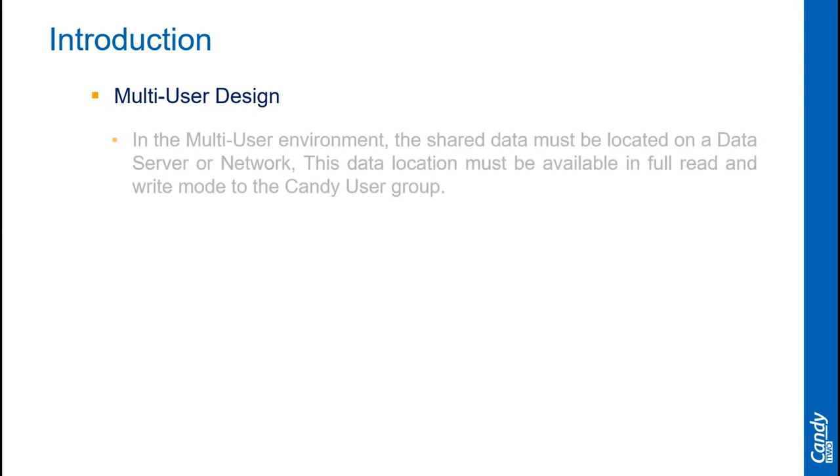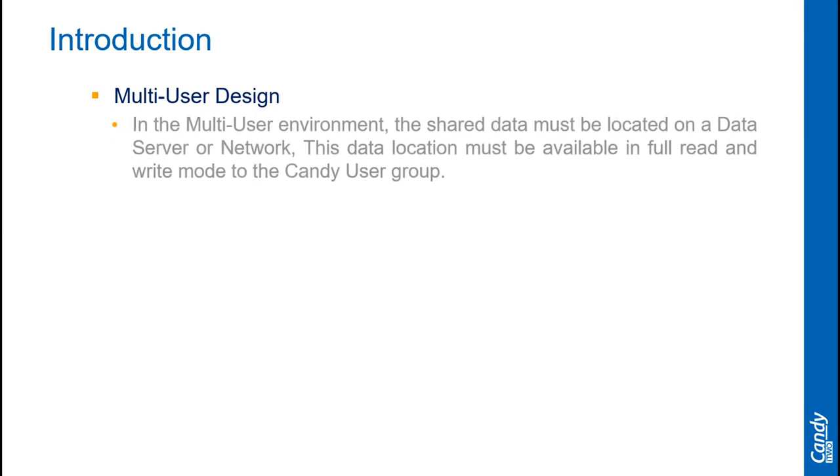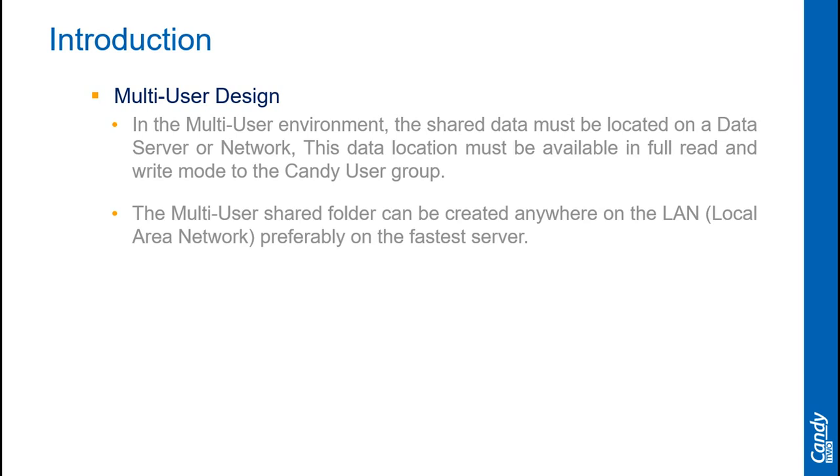So, all right, let's understand the multi-user design. How does it work? In the multi-user environment, the shared data must be located on a data server or on the network. When you're working in a standalone environment, all the data sits on your C drive or your D drive, wherever you pointed your data folder to. But in a multi-user environment, the multi-user company or the multi-user folder would sit on a shared area on your network. And where is the shared folder created? The shared folder can be created anywhere on your local area network, preferably on the fastest server.